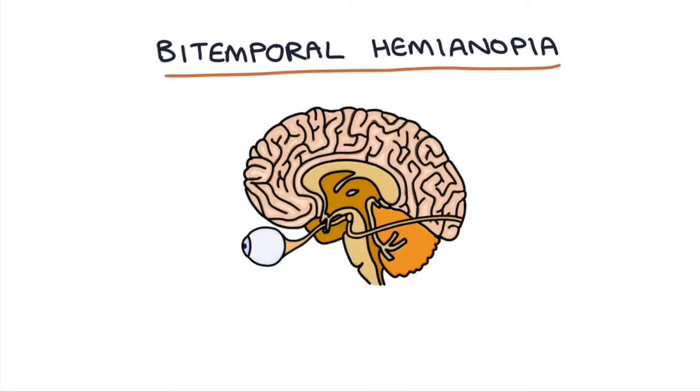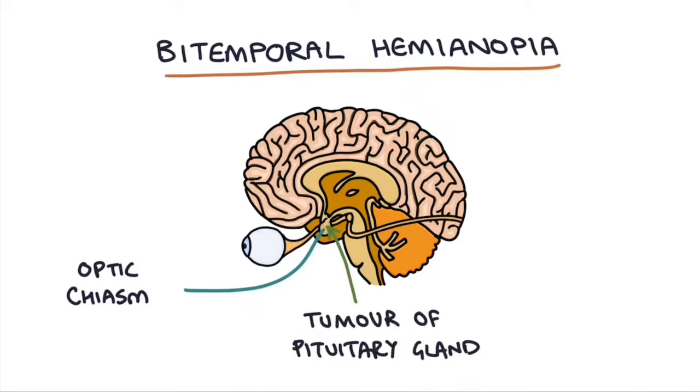This condition occurs where there's something pressing on the optic chiasm, and the most common cause of this is a tumor of the pituitary gland which sits directly below the optic chiasm.